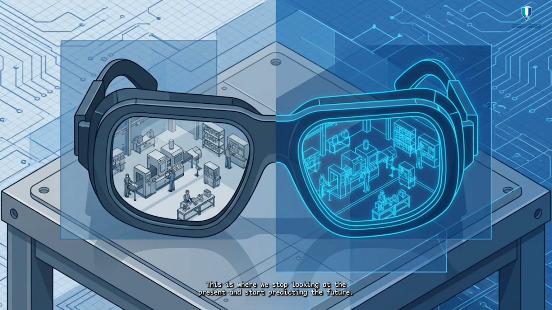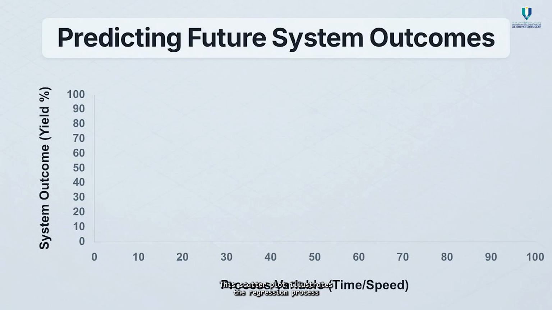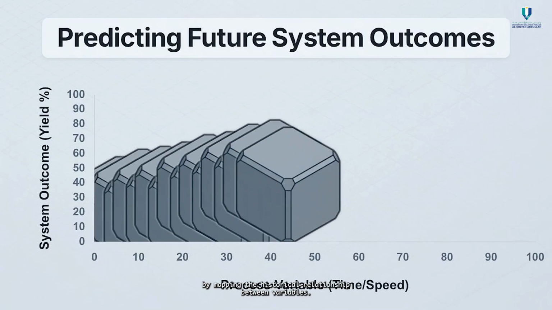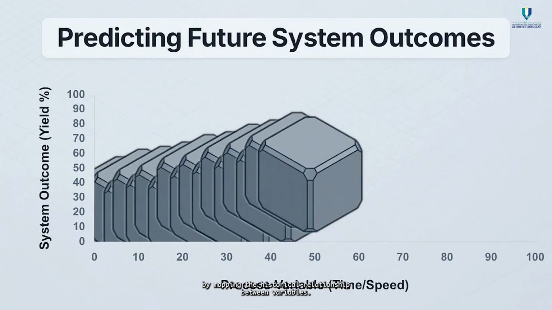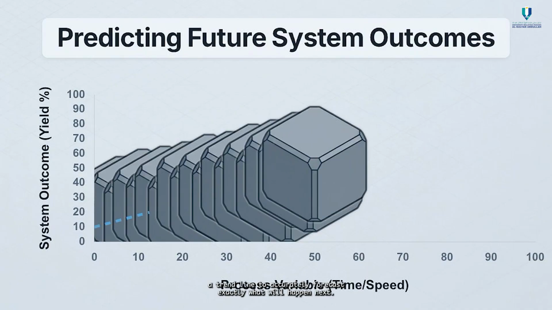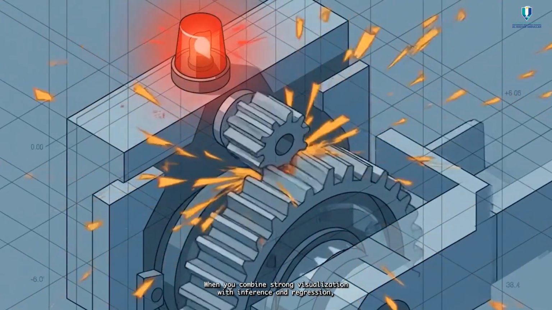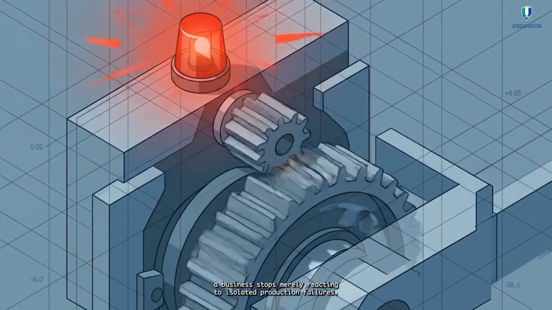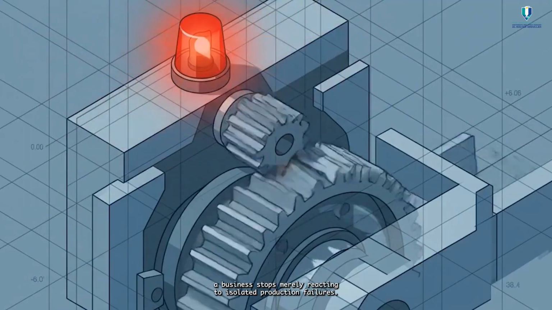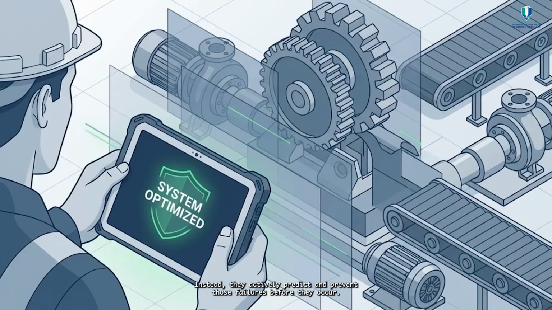This is where we stop looking at the present and start predicting the future. This scatter plot illustrates the regression process. By mapping the historical relationship between variables, we can draw mathematical conclusions, extending a trend line to accurately forecast exactly what will happen next. When you combine strong visualization with inference and regression, a business stops merely reacting to isolated production failures. Instead, they actively predict and prevent those failures before they occur.